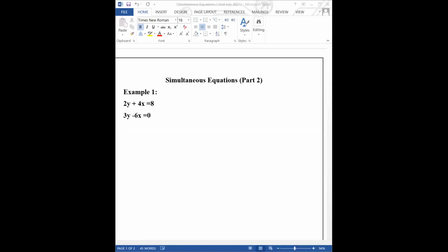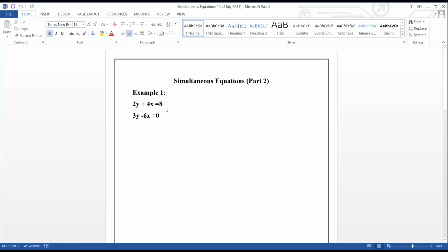Okay, this is my example. According to this, I have given two equations. My first equation is 2y plus 4x equals 8. And my second equation is 3y minus 6x equals 0, right? So first of all, I'm going to use the simplification method.